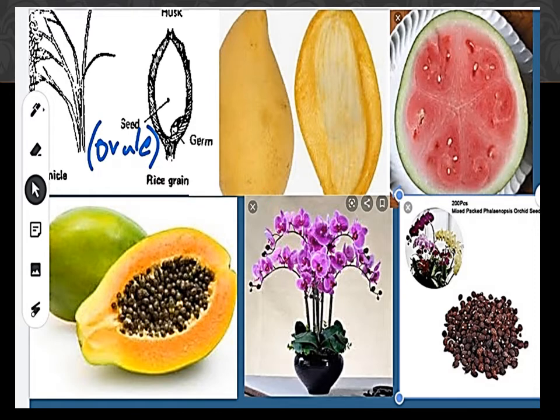It's clear from the given figure. The first picture shows the ovule of rice grain. Second, you can see mango ovule, only one in number. Third picture, you can see many ovules found inside the watermelon. Papaya also has got many ovules. And the other example of many ovuled species is orchid. This is an orchid flower and these are their ovules, which later become seeds.